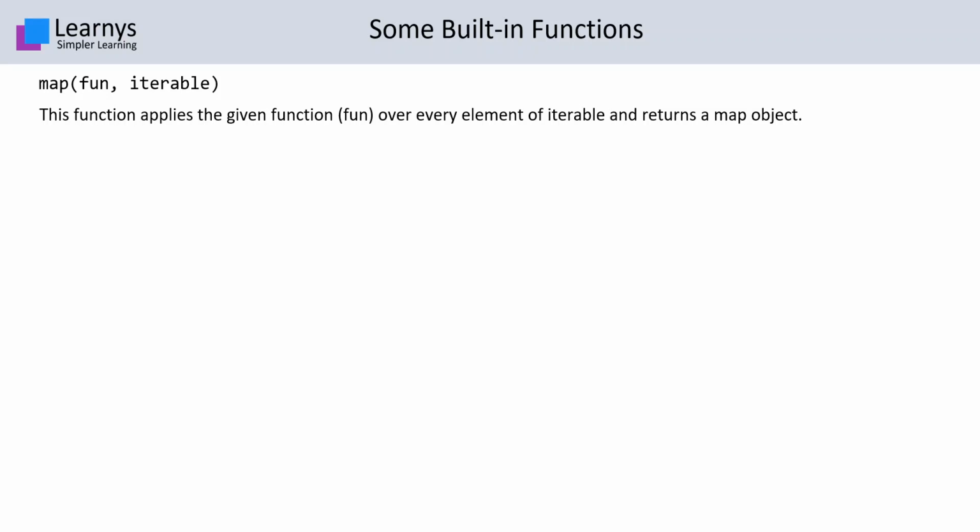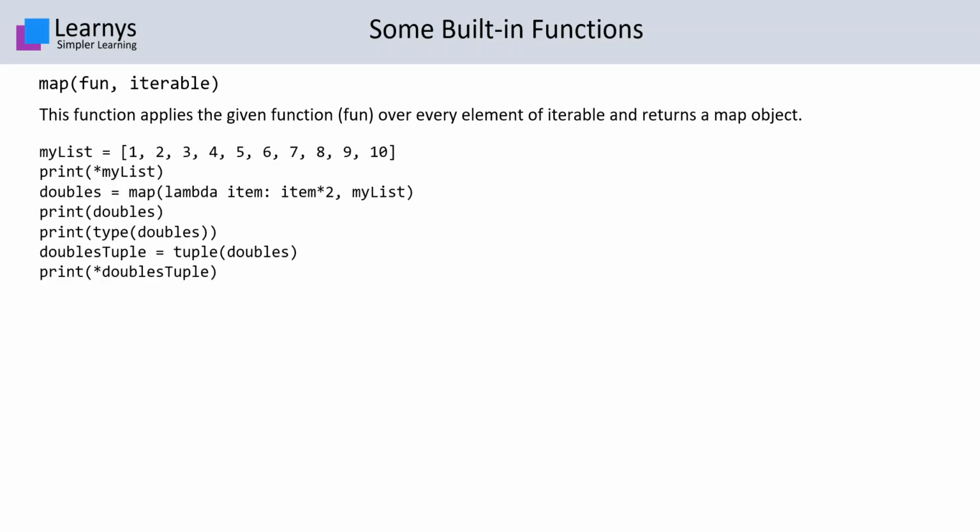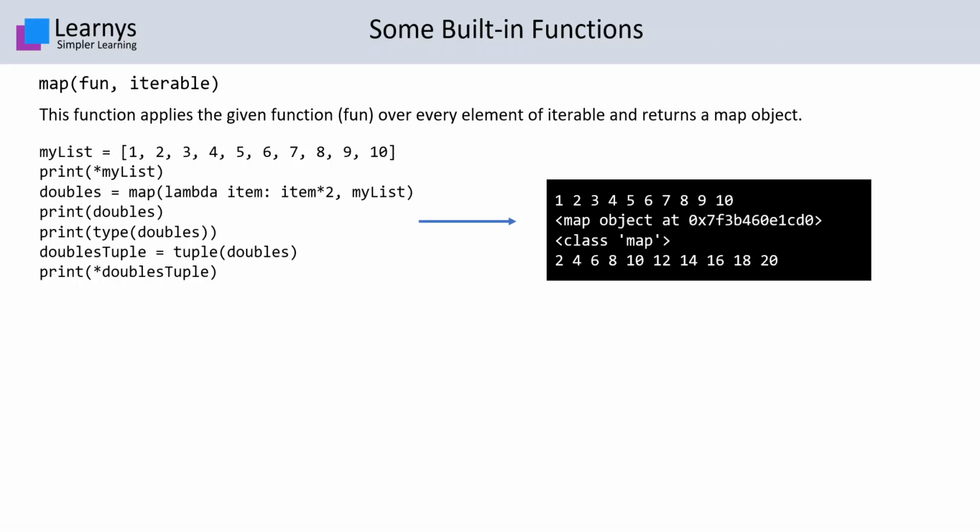Use of the map function avoids looping through every element of the iterable. Let's see this example and understand. For example, you have a list having the elements 1 to 10. First of all, you are printing all the elements of my list using the asterisk sign in the second statement. So all the elements 1 to 10 will be printed.